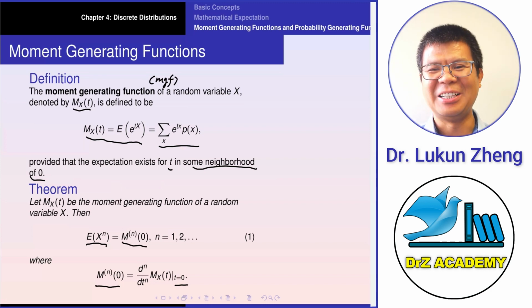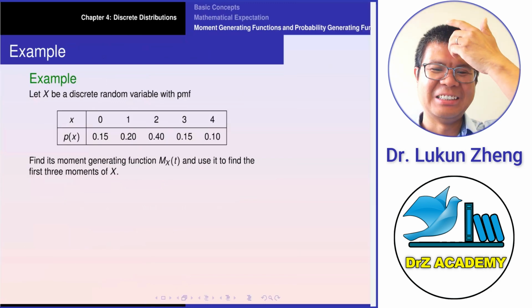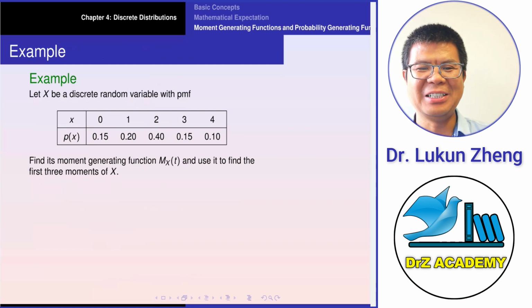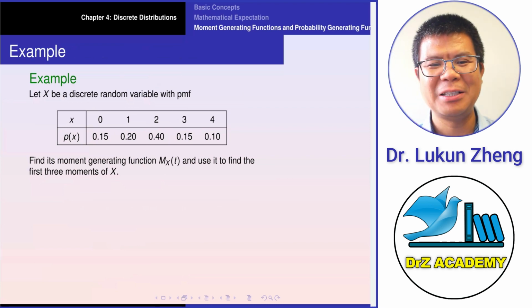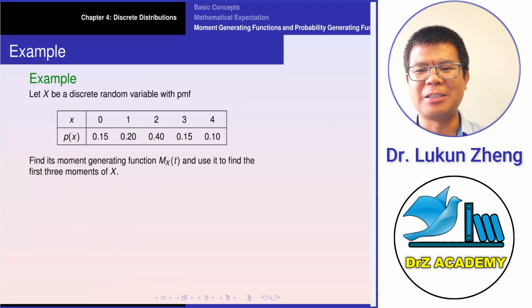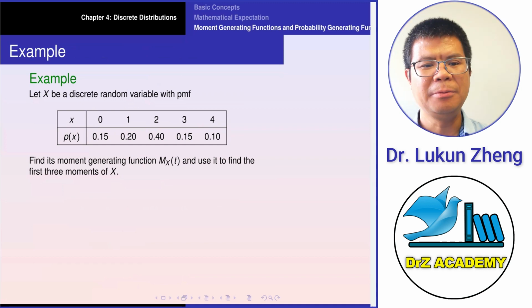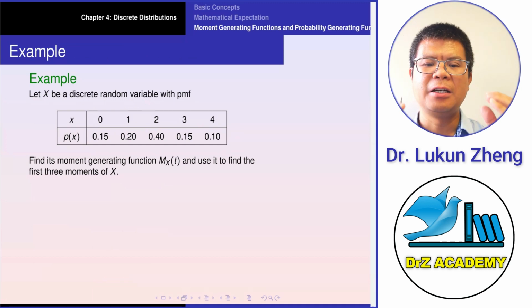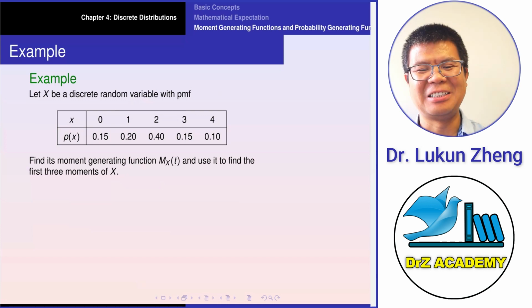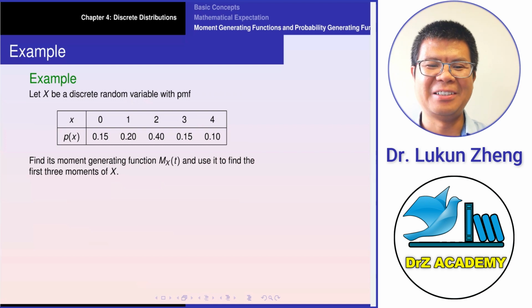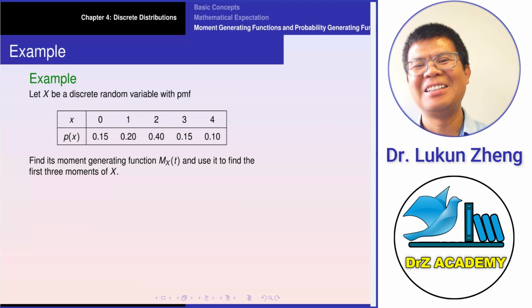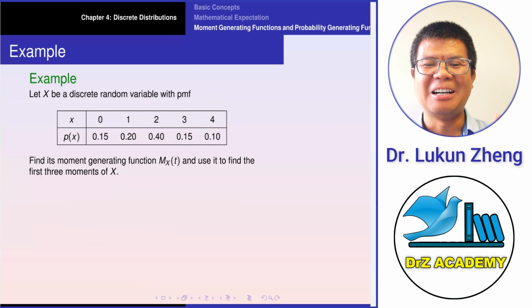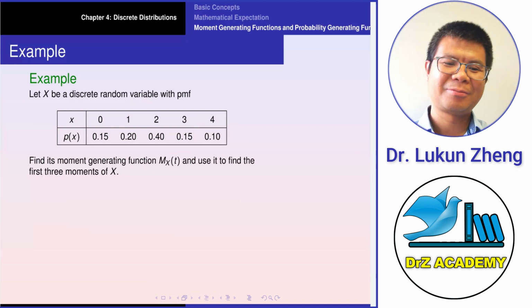Okay, alright, so let's consider this example. Let X be the discrete random variable with the same PMF as the previous example. Now, we want to find the moment generating function first and use it to generate the first three moments. Alright, so now let's consider the moment generating function. How to find M_X(t)? Solution.